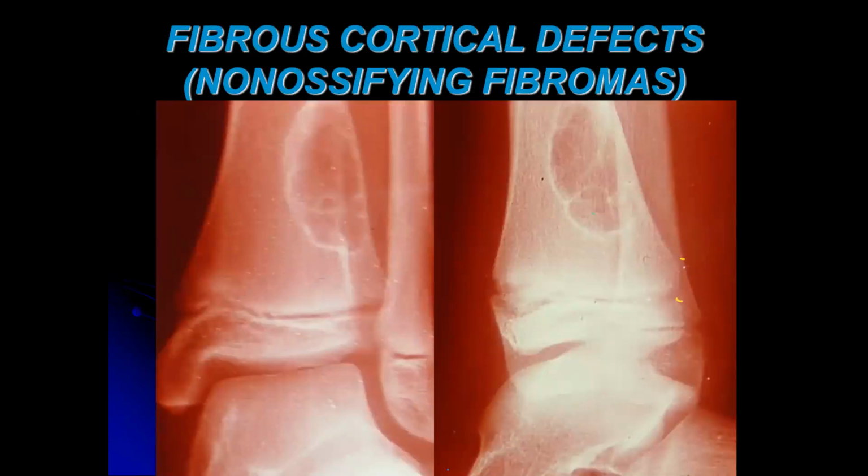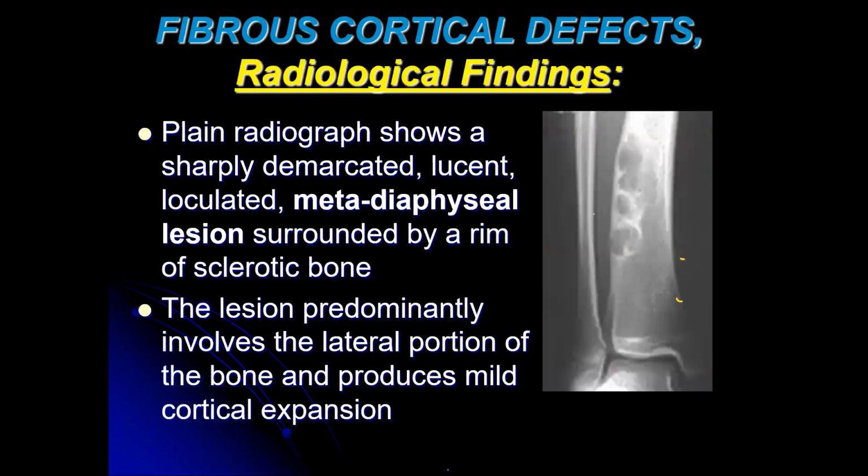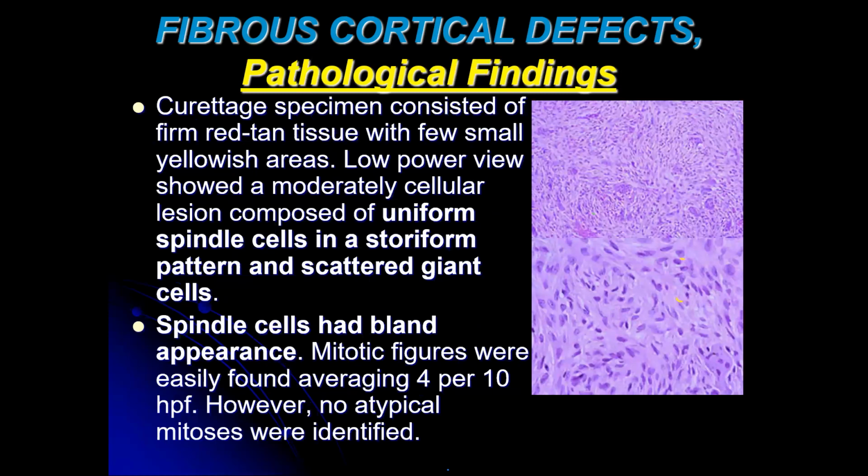This is another fibrous cortical lesion. Plain radiographs show a sharply demarcated, loculated metadiaphyseal lesion surrounded by a rim of sclerotic bone. The lesion predominantly involves the lateral portion of bone and produces a mild cortical expansion. Treatment is curettage if it's quite large. You can follow these patients up if they're not large lesions, and you can assure the family most probably they will heal on their own.